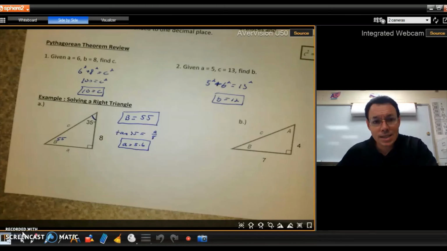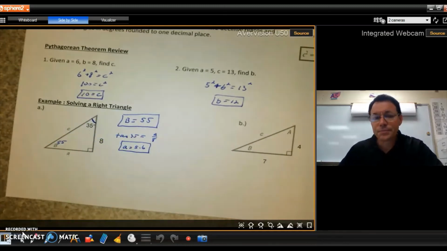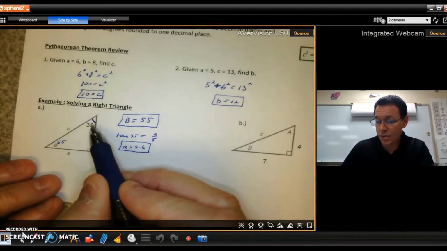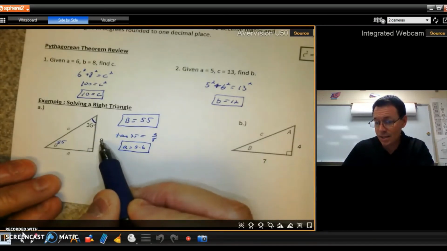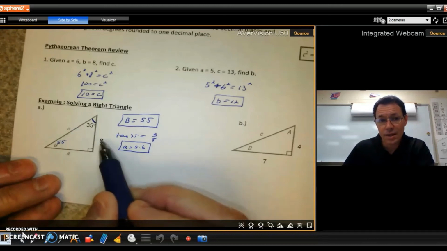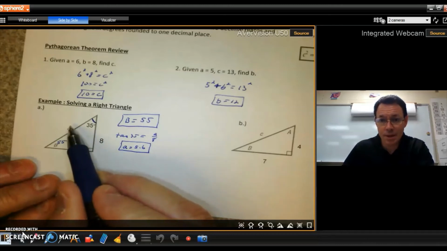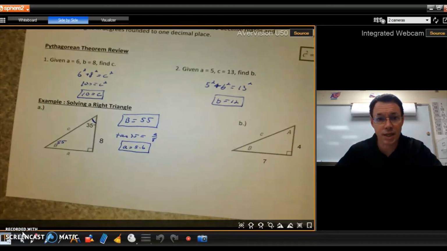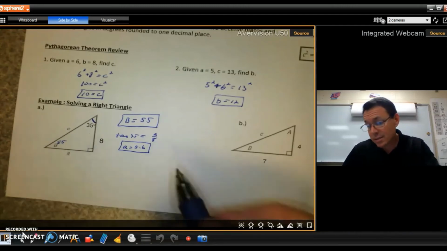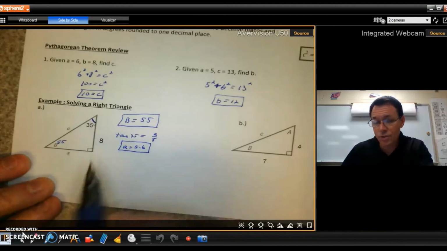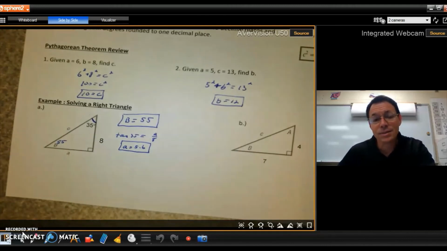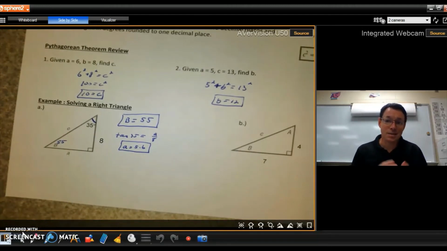Okay, last thing, I need to find side C. Now I can do this a couple different ways. I could do the same thing I just did. I could use the 35, I could use the 8, and I could use side C. That would be an adjacent and a hypotenuse, so that would be a cosine, and I could set up another trig function and do cosine. But, since I have 2 sides, I could also use the Pythagorean theorem. Now technically, the first way I said is actually the better way.